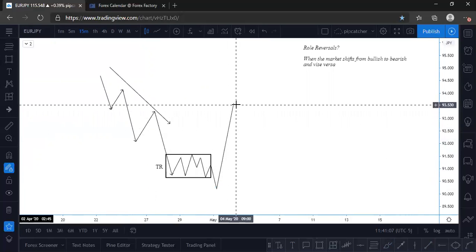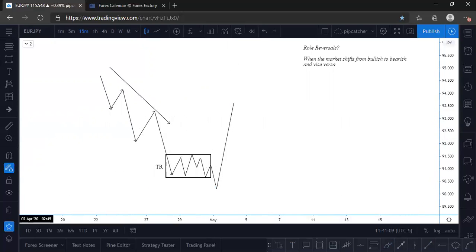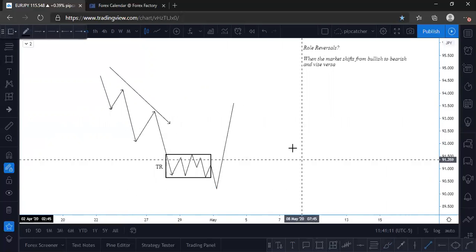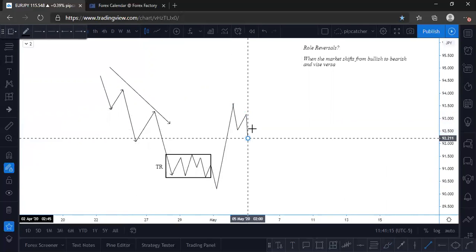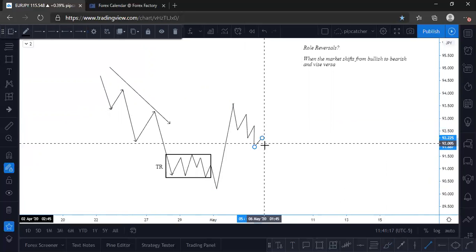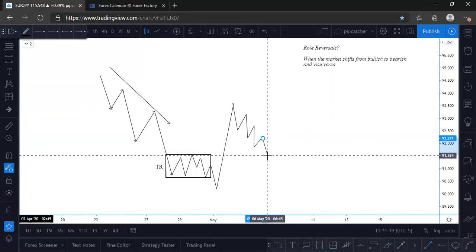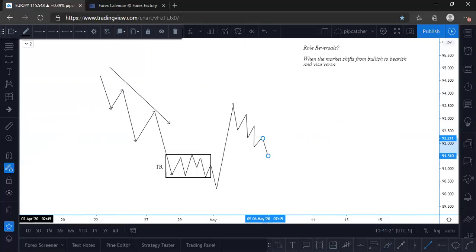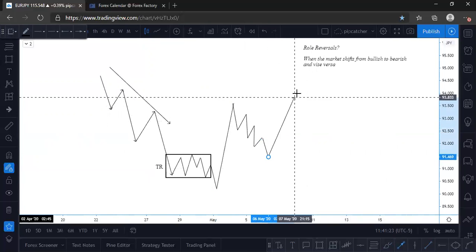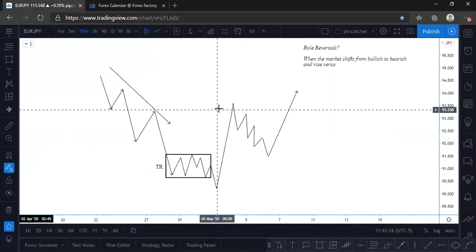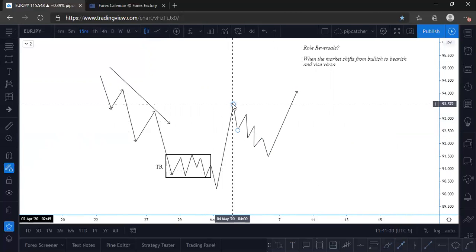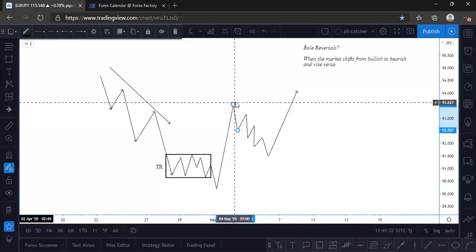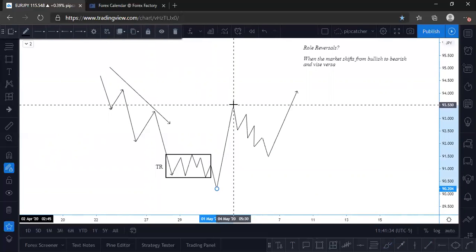So looking at momentum right here, we can obviously see that we're moving up. So what do we wait for? We don't trade out in the ocean. We wait for price to get back to the trading range for us to make our decision on what we want to do, right?